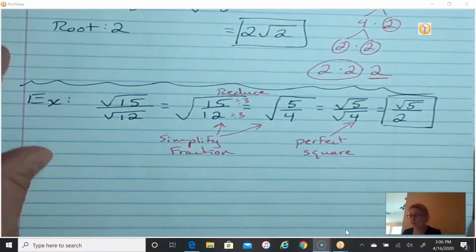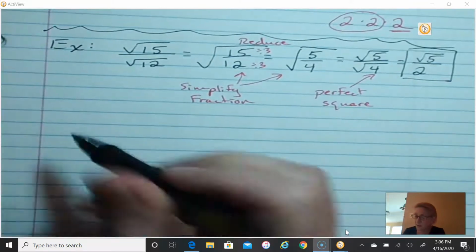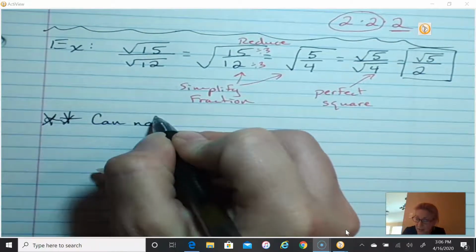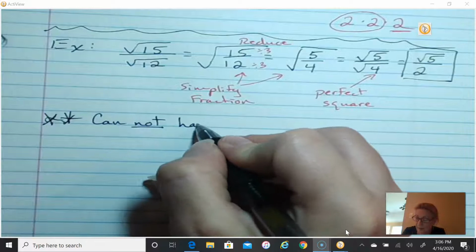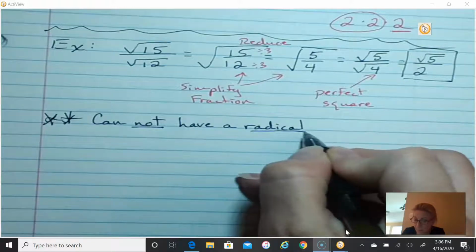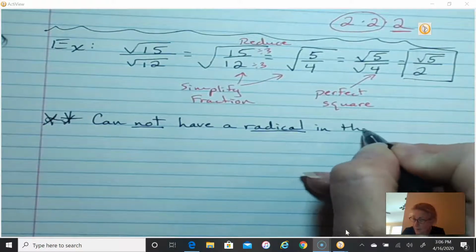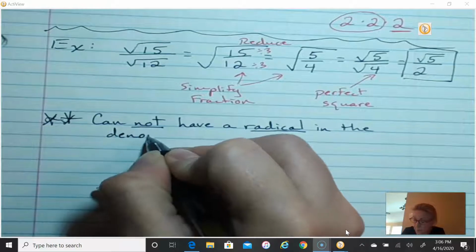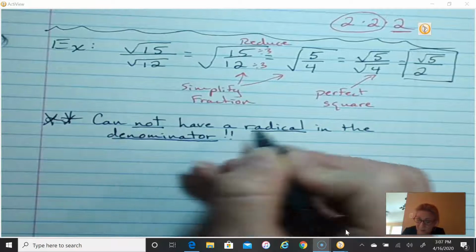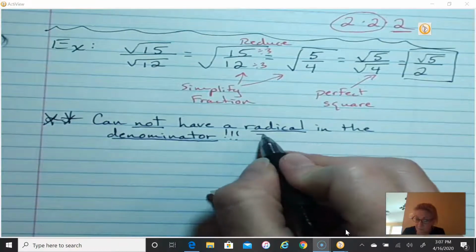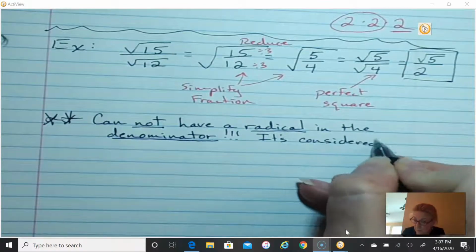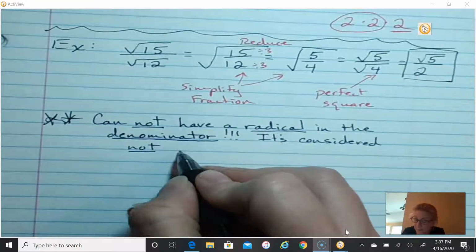Okay? Now there's some rules you need to remember. You cannot have a radical in the denominator. That is one of the big rules, guys. It's considered not simplified.